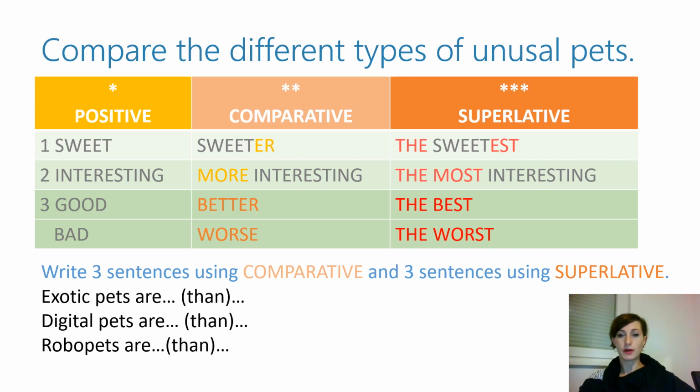When we want to compare our 3 different types of pets, we use adjectives in their different forms, the comparative and superlative. This, of course, is different for short, long, and irregular adjectives. Number 1 is an example of a short adjective comparison. Sweet, sweeter, the sweetest. Number 2 is an example of a long adjective comparison. Interesting, more interesting, the most interesting.